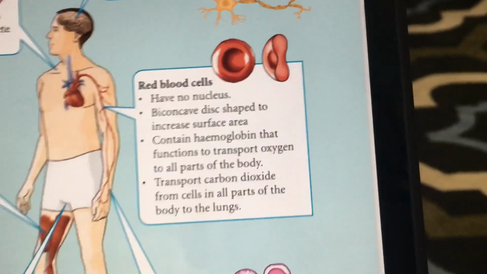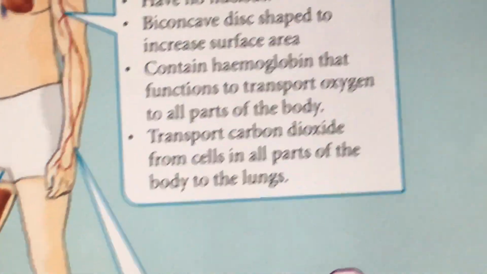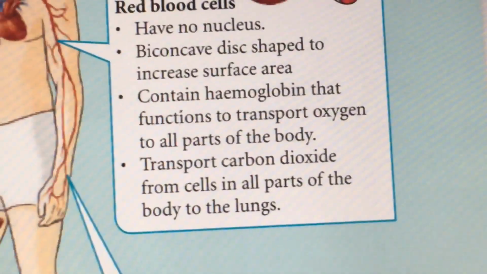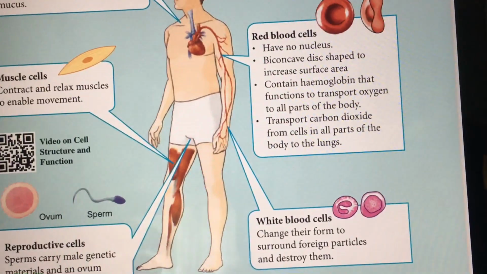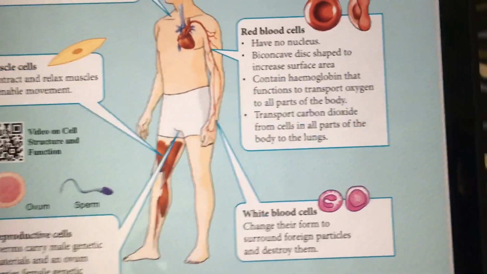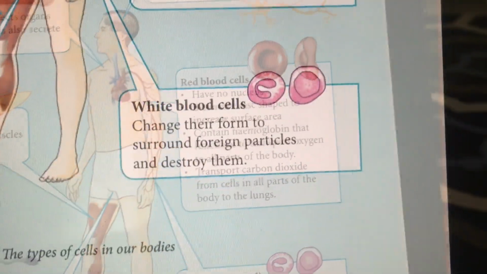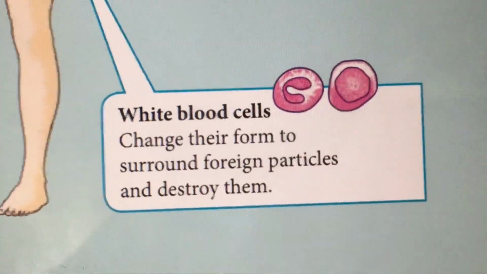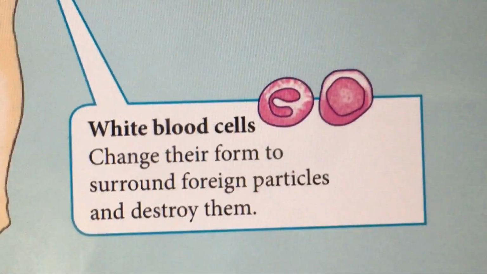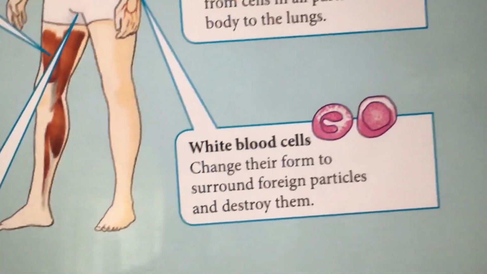Okay, red blood cell also transport carbon dioxide from cells in all parts of the body to the lungs. Okay, dia membawa carbon dioxide, iaitu sejenis bahan perkumuhan, keluar daripada badan melalui peparu. White blood cells change their form to surround foreign particles and destroy them. Okay, sel darah putih mengubah bentuk dia supaya dapat mengelilingi partikel asing, zarah asing dan memusnahkan mereka.